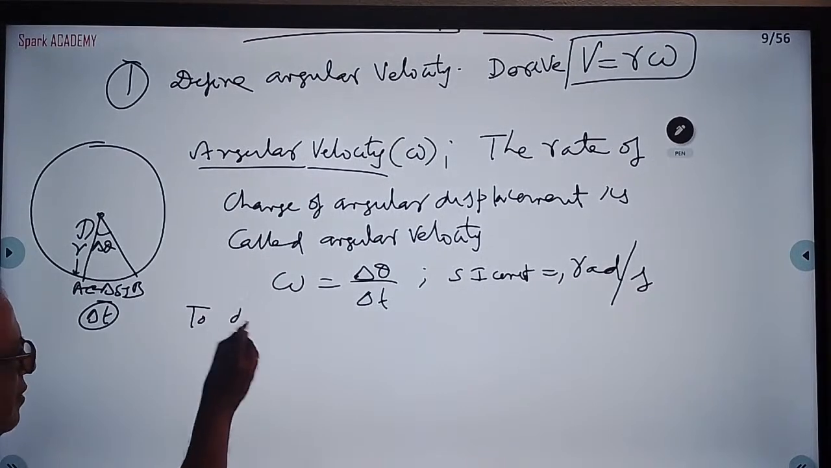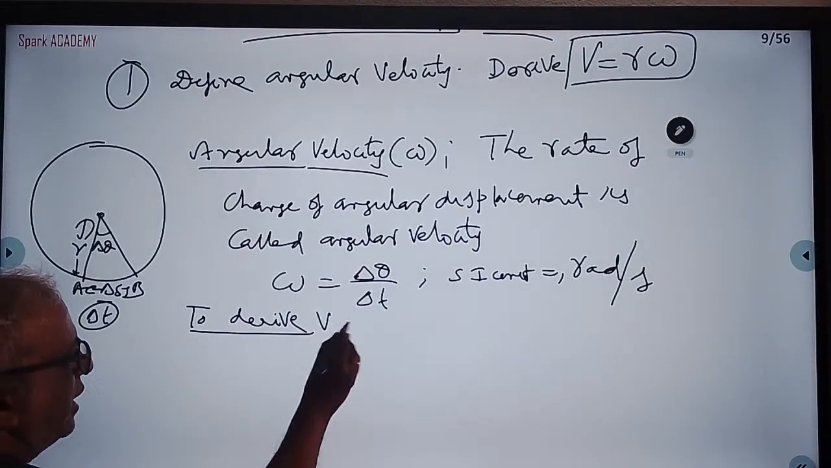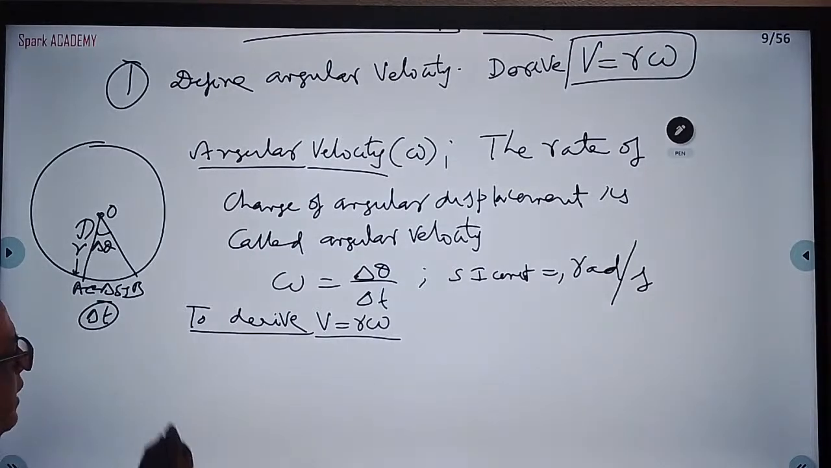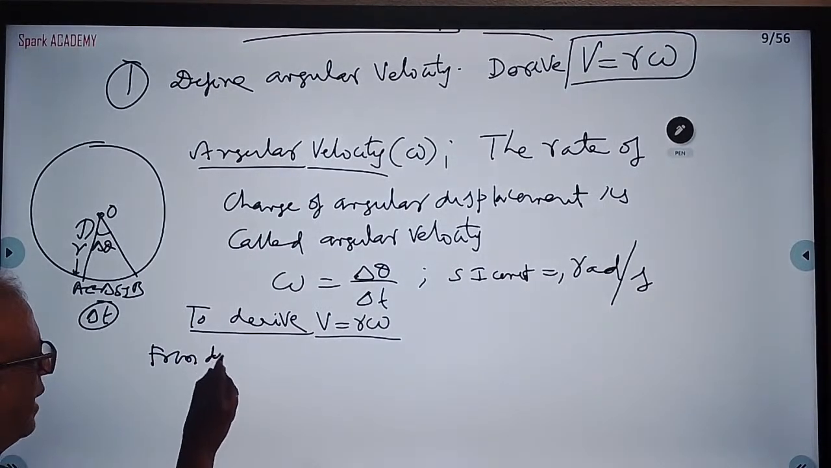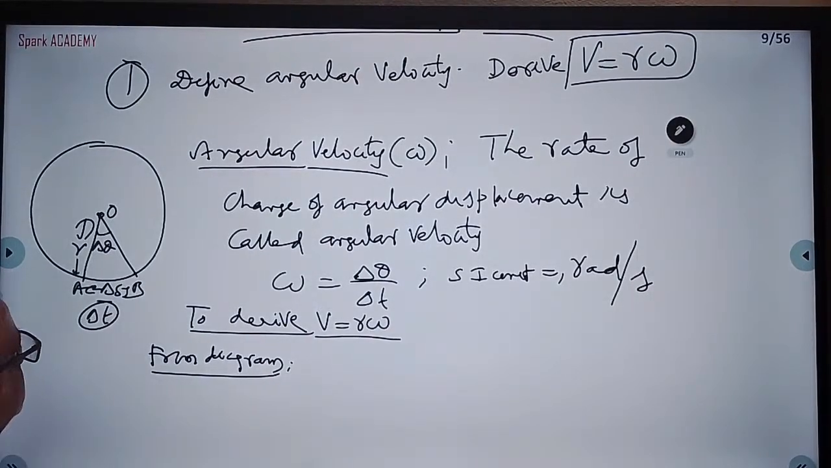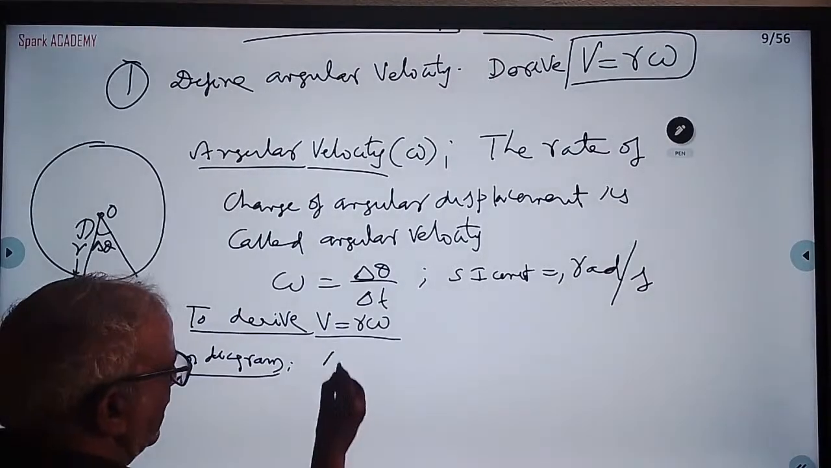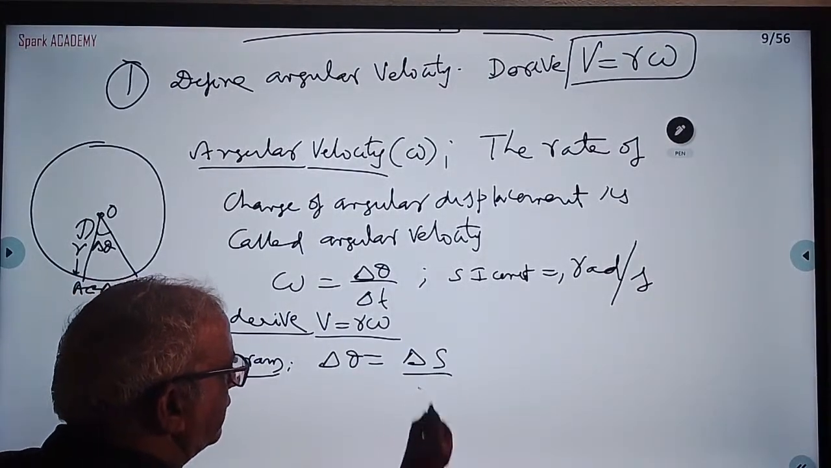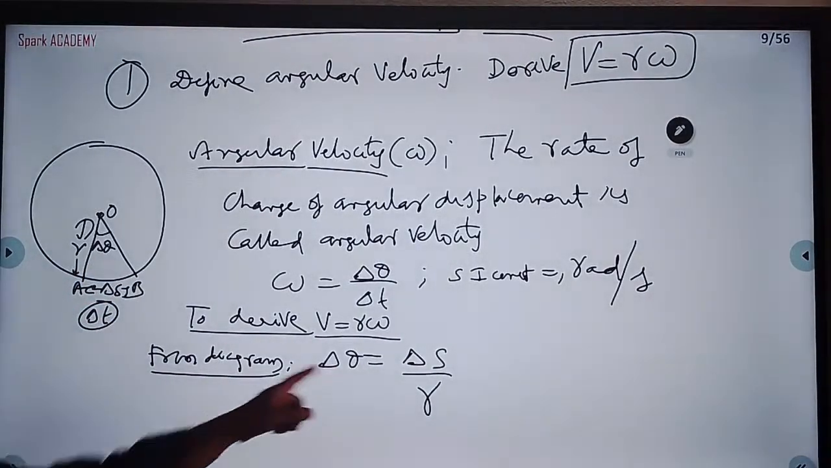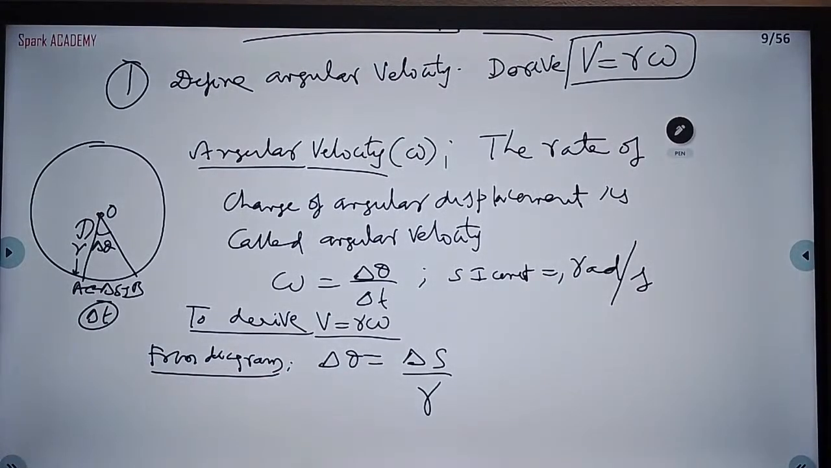Derive v is equal to r omega. What is v? Linear velocity. What is r? Radius. What is omega? Angular velocity. Linear velocity you already know from kinematics, the rate of displacement. From the diagram, this is the center of the circle. Take the mathematics definition: delta theta is delta S by R. Angular displacement is equal to arc length by radius.